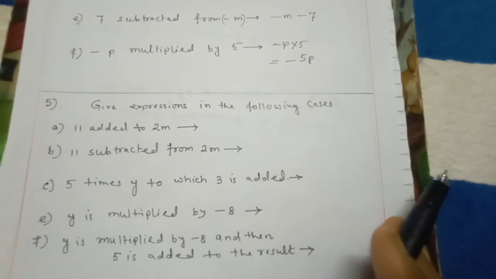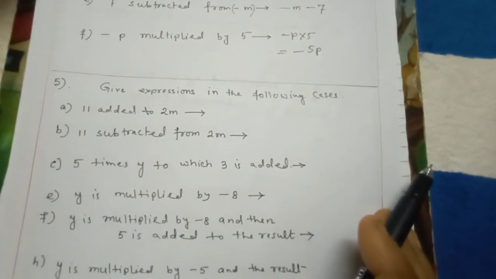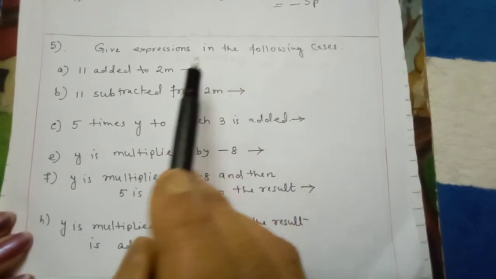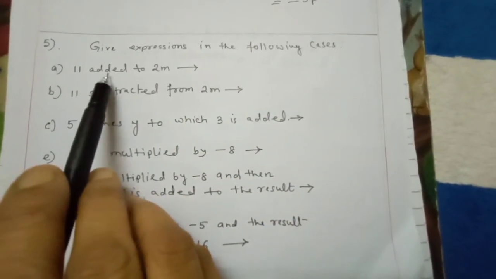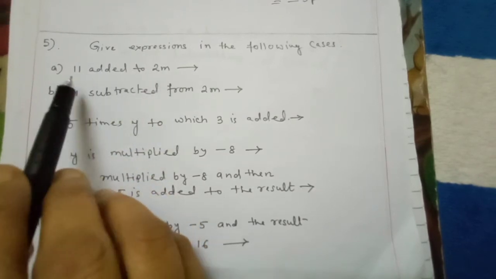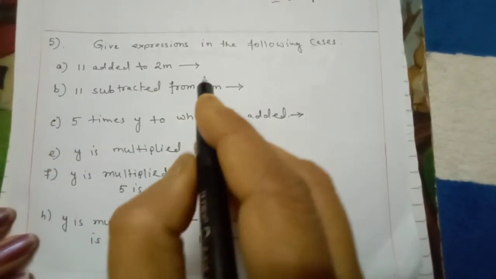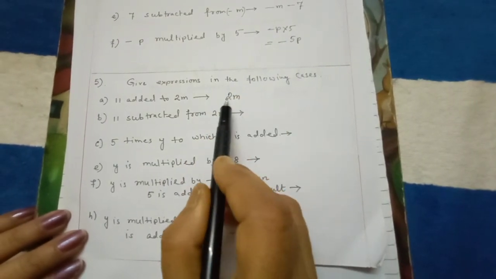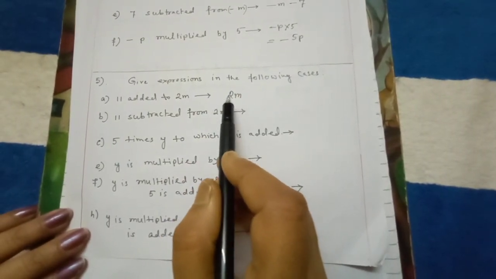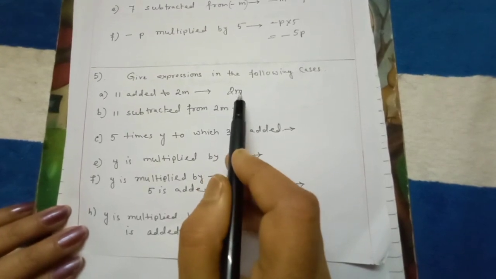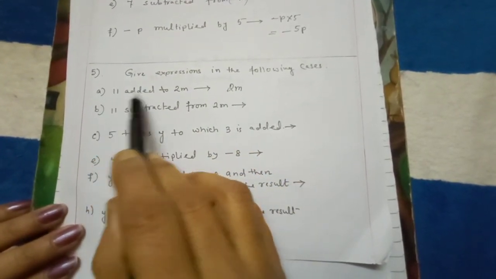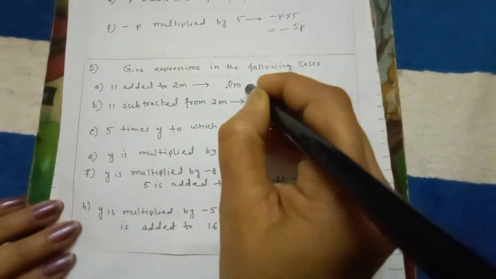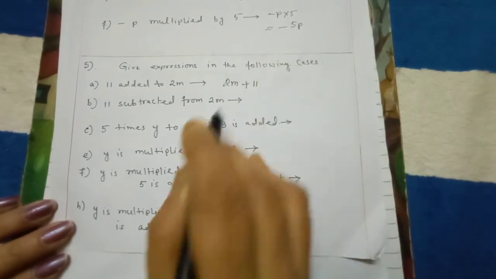Give expressions in the following cases. Same only. 11 added to 2m. That means with this variable, 2 was already multiplied. That means 2m was there. With this 2m you have to add 11. 11 added to 2m. So 2m plus 11.